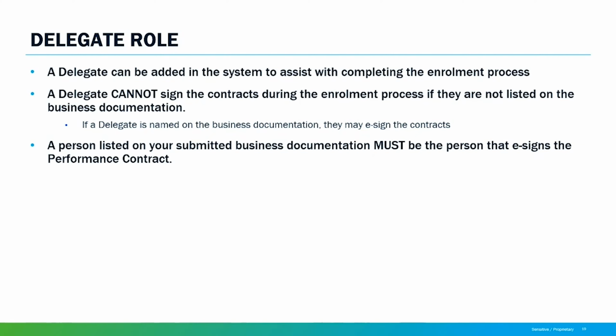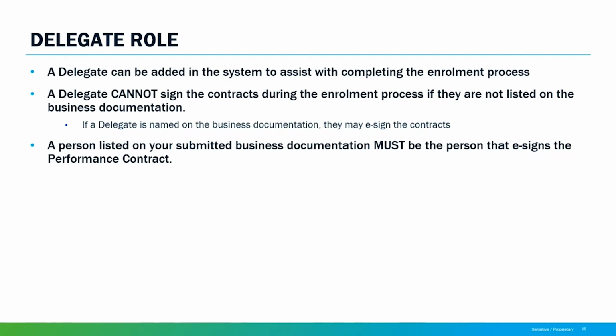As a delegate, they can complete many sections of the application, such as entering data in the required fields and uploading the required documentation. But when they get to the step to e-sign the performance contract, the owner will then need to log back into the Drive-On portal and electronically sign the performance contract and submit the application.